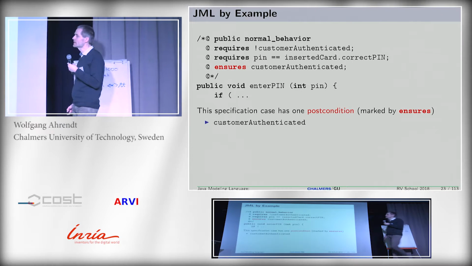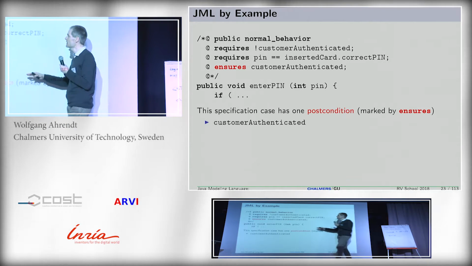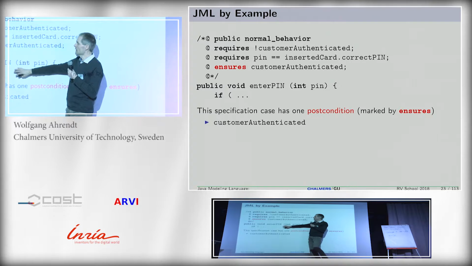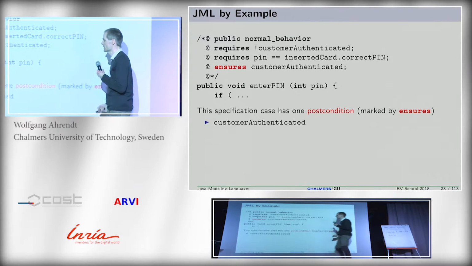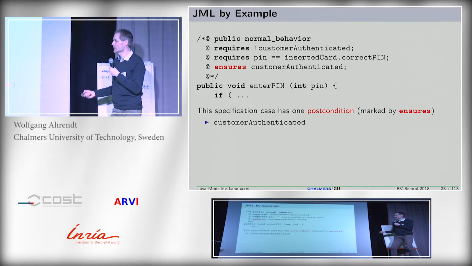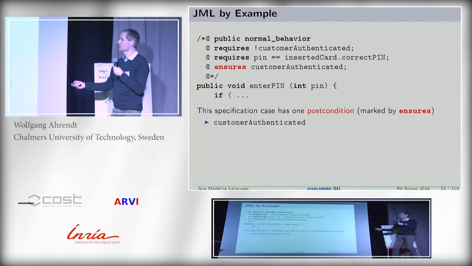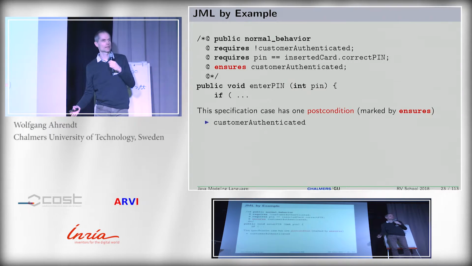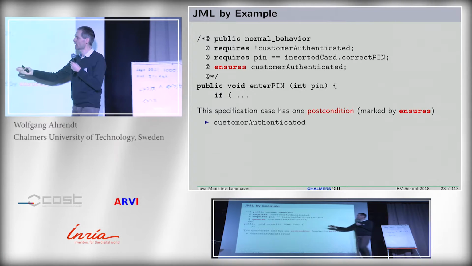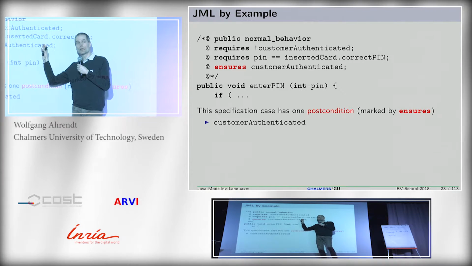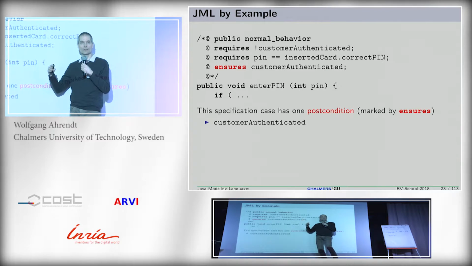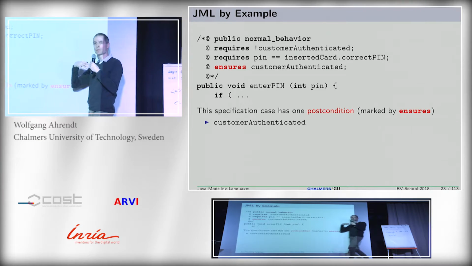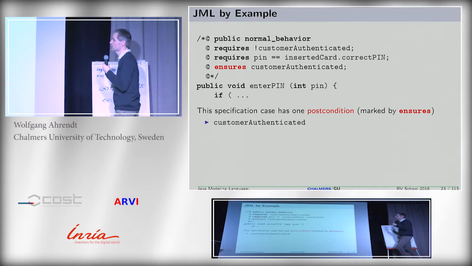Now the ensures, this is a postcondition, which is guaranteed by the implementer of this here, given that at call time this here was fulfilled. So we just say ensures customer authenticated. That sounds a bit strange, but customer authenticated is a Boolean. So what we are saying here is that this Boolean must be true. So instead of saying customer authenticated equals true, you can just say customer authenticated.